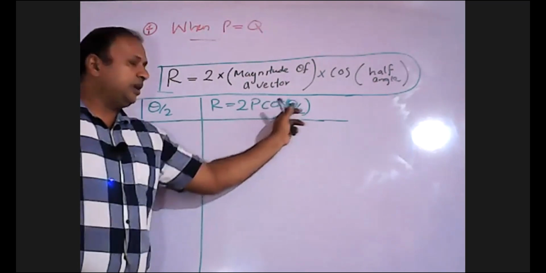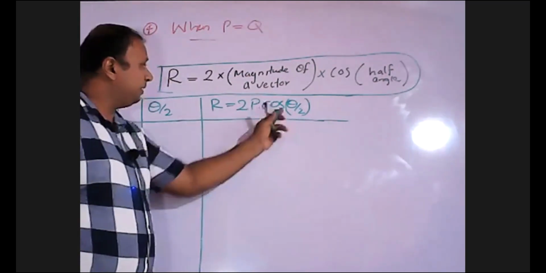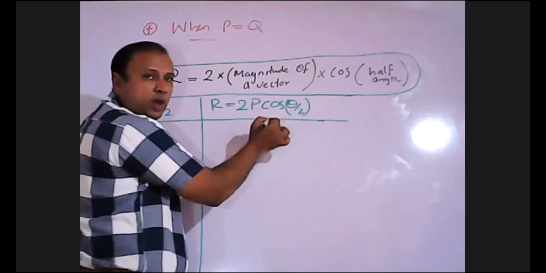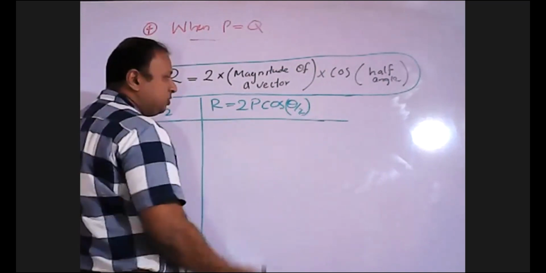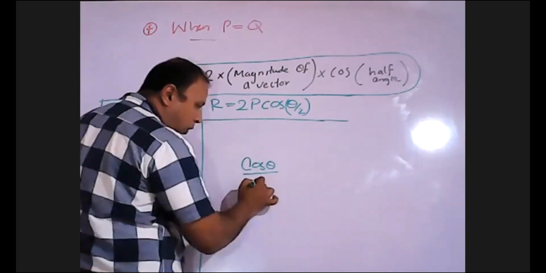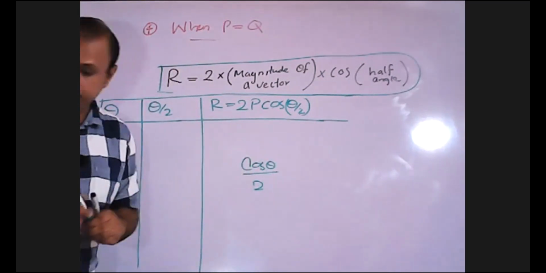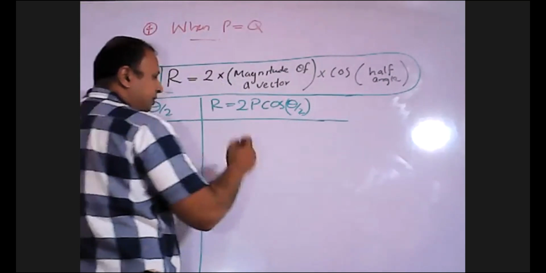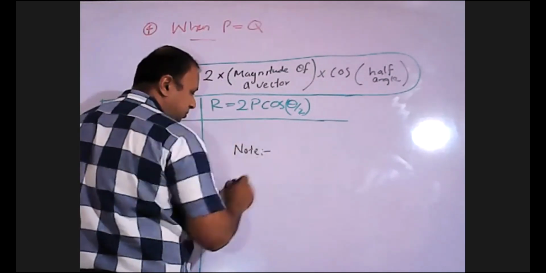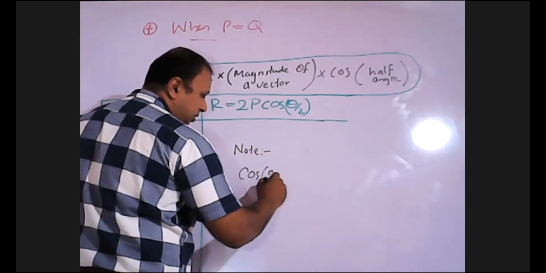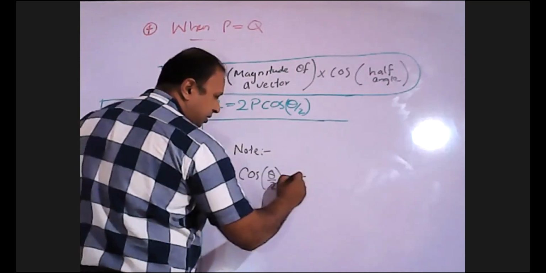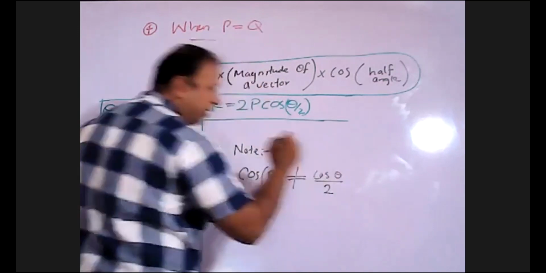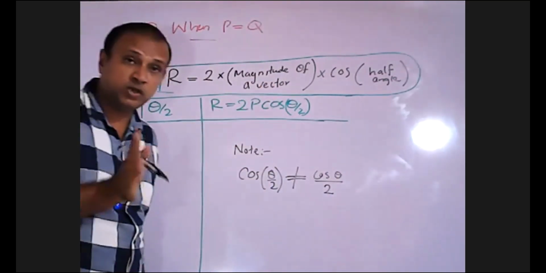When you write cos theta over 2, please write within the brackets. Within that means cos value of theta over 2 angle. That is not equal to this one. Write it down as a note. Once you write this one, write this note. Cos theta over 2 is unequal to cos theta over 2. These are two different terms.